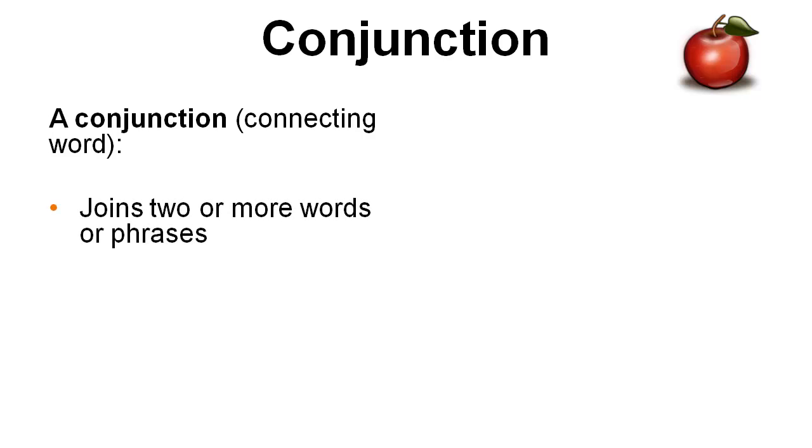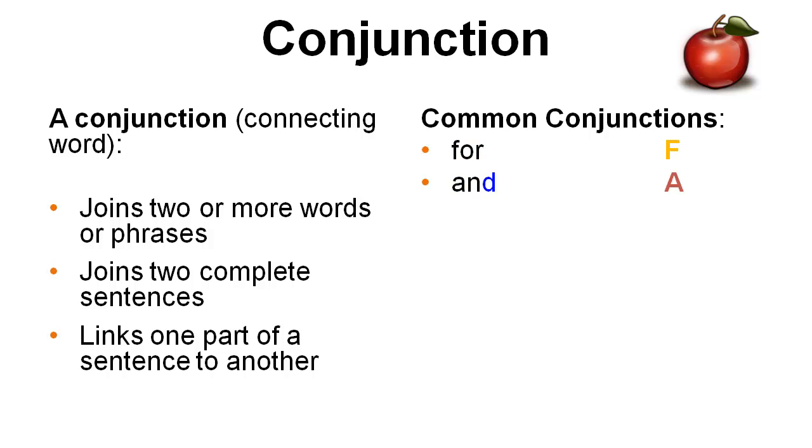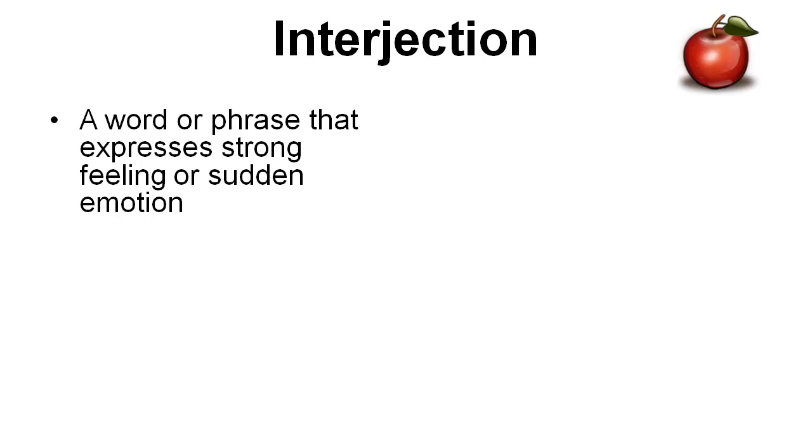A conjunction, very simply, is a connecting word. A conjunction joins two or more words or phrases, such as Jack and Jill, joins two complete sentences, or links one part of a sentence to another. For example, it can link an independent clause with a dependent clause. Here are some common conjunctions: for, and, nor, but, or, yet, so. FANBOYS. Yes, that's usually how most people remember the most common conjunctions.